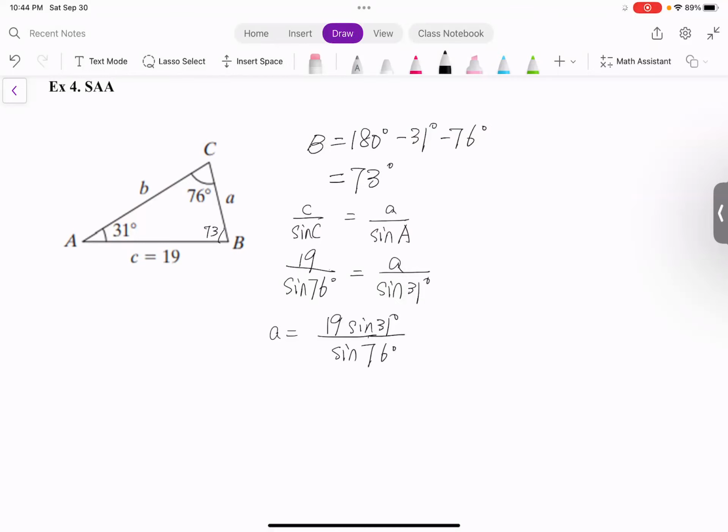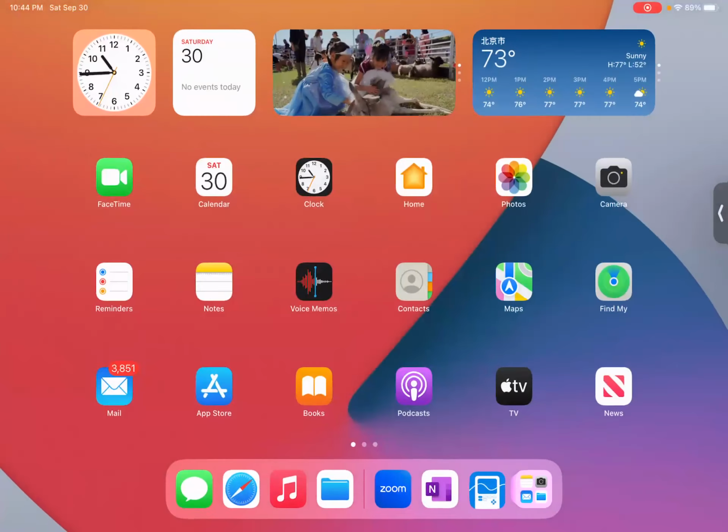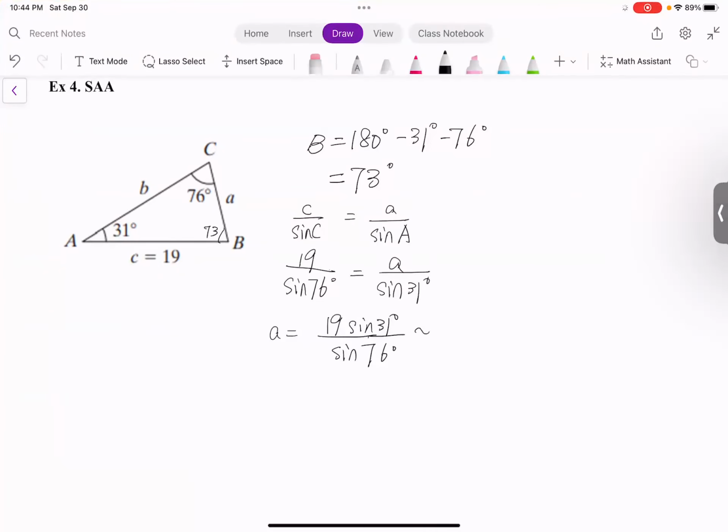And we can use our calculator to find the solution. So we have 19 times sine 31, all divided by sine 76, close the parentheses, hit enter. So I'm having 10.0585. So rounded to one decimal place is 10.1. So a is about 10.1.